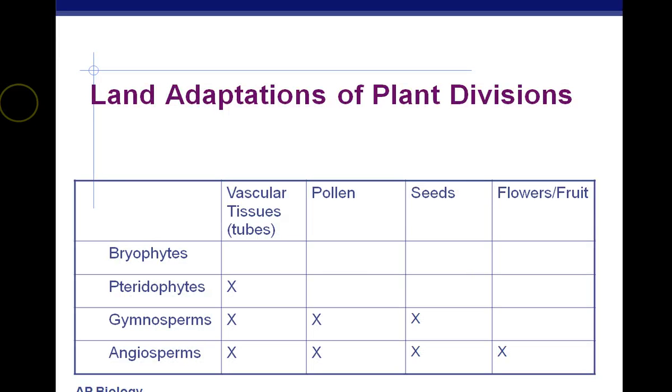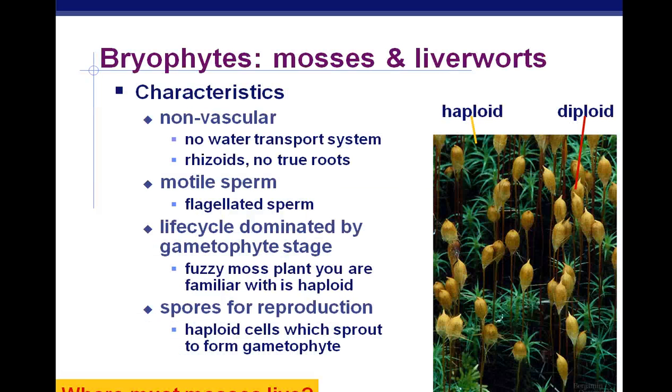All right, let's pause at this time and copy down this table. Okay, moving on. All right, so we're going to go through each one of these plant divisions, starting with the simplest, the bryophytes. Remember, they're non-vascular, no water transport system, no tubes called xylem and phloem. They have flagellated sperm, so they need to be in water. This is important. Life cycle dominated by the gametophyte stage. So this is something that you should know about bryophytes.